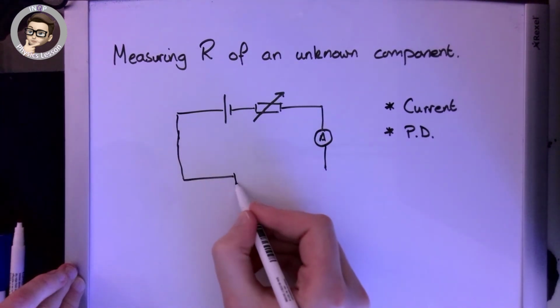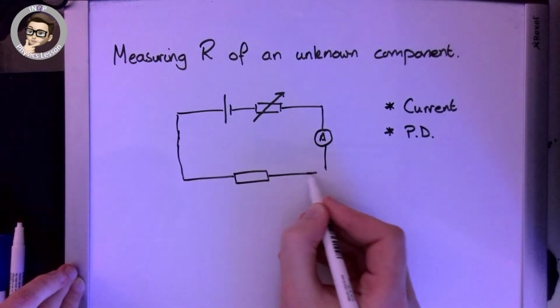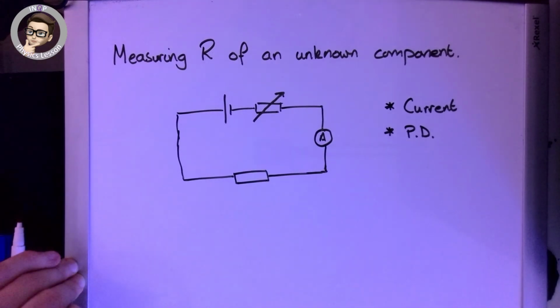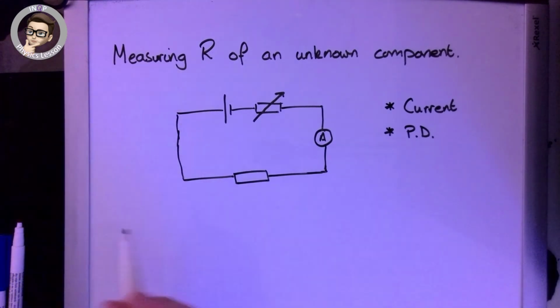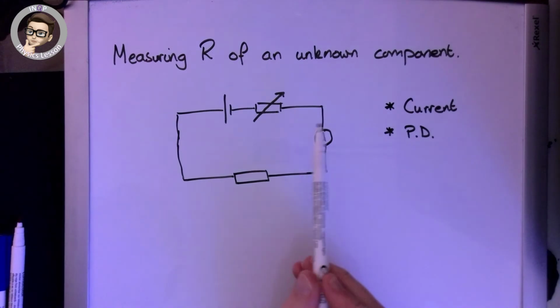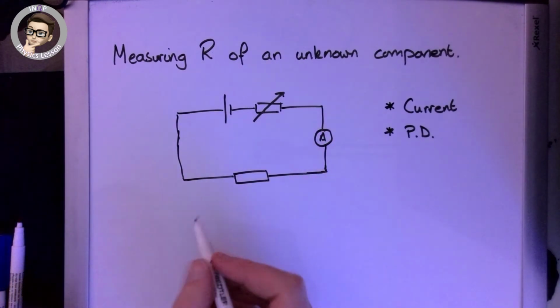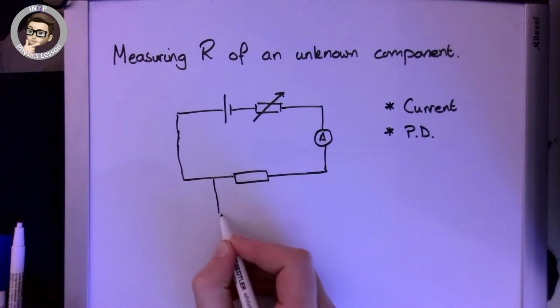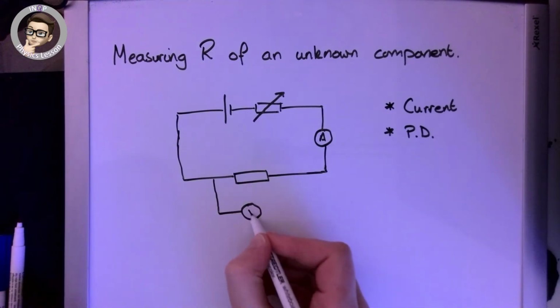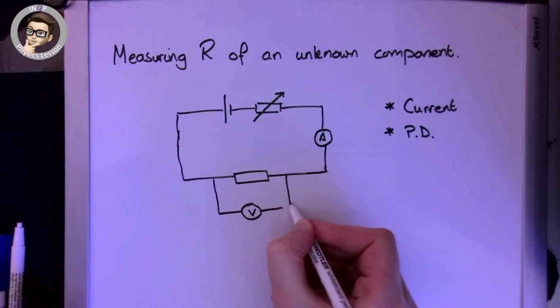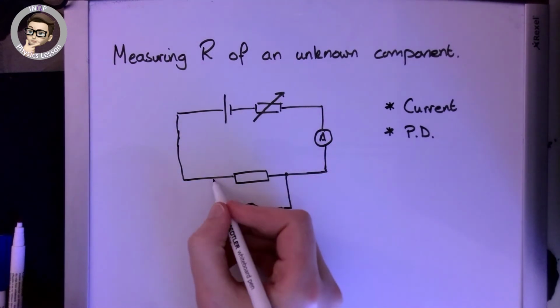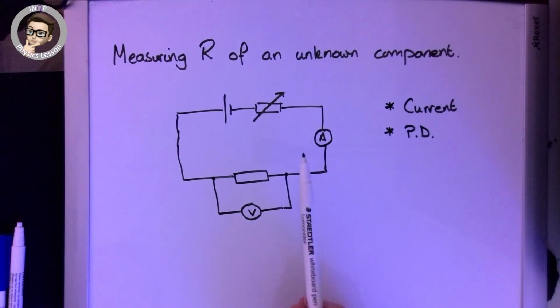And we'll have our unknown component, which we're just going to make be a resistor right now, but obviously it could be anything else. What we can't measure yet, we can measure the current, but we haven't got anything to measure the potential difference. So we'll put a voltmeter in parallel over the component we want to measure. So now we've got our voltmeter, which will measure our potential difference. We can measure the current, we can measure the potential difference.